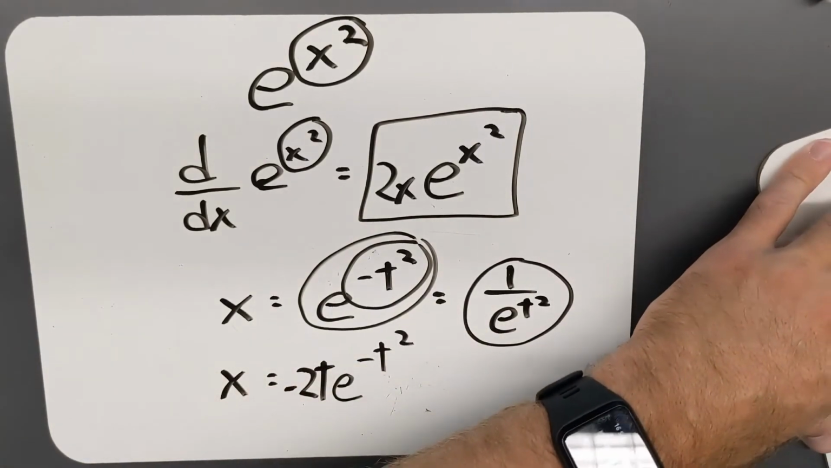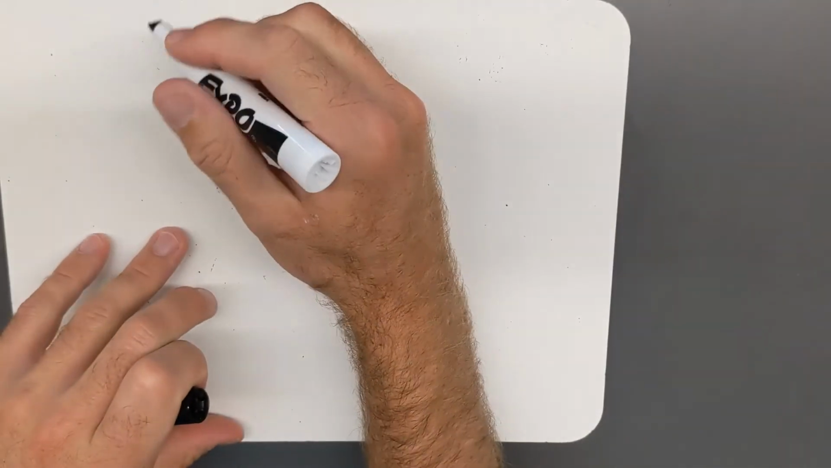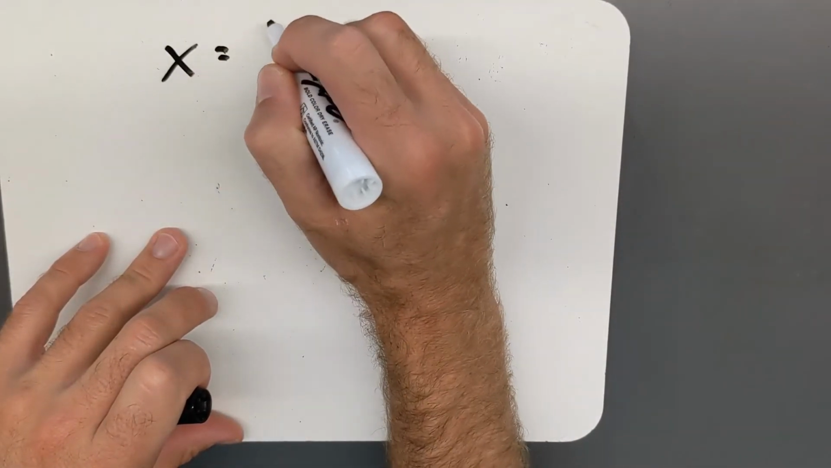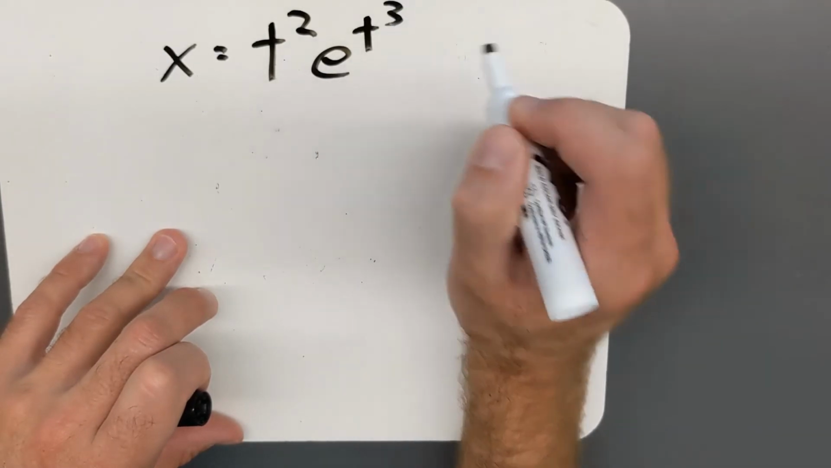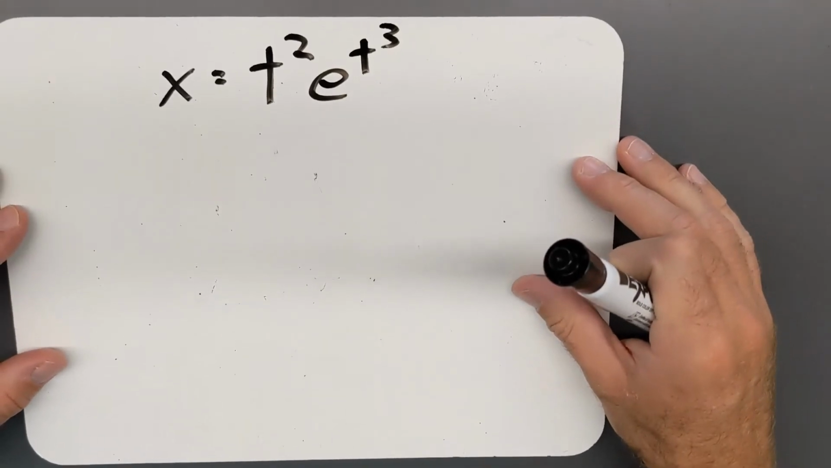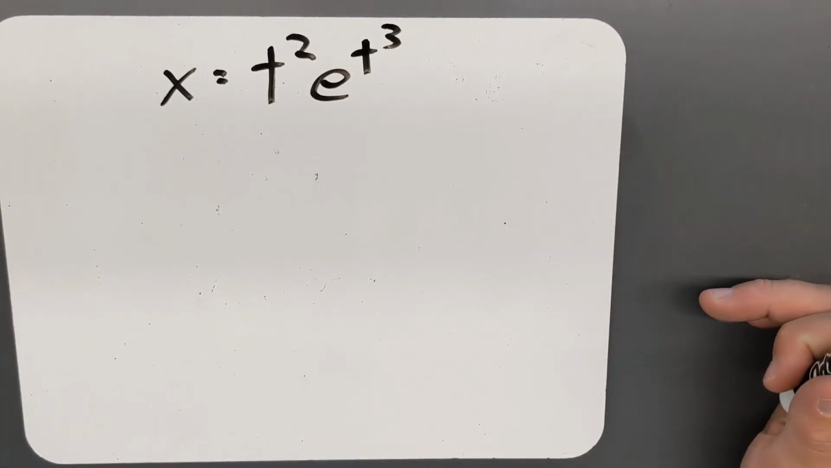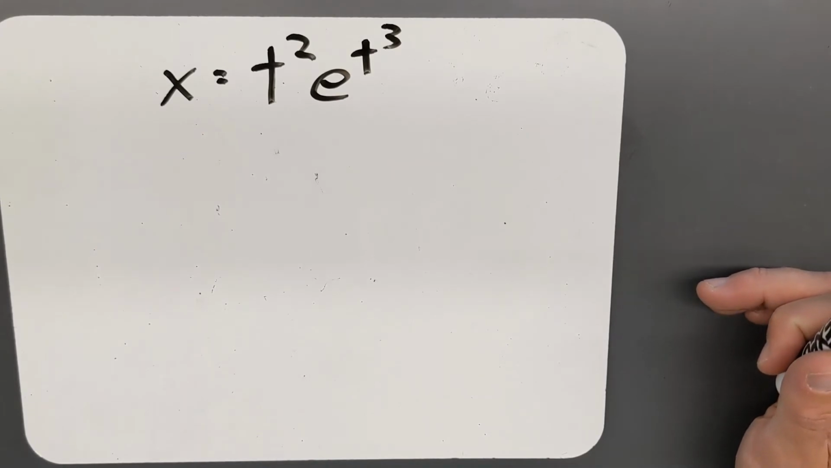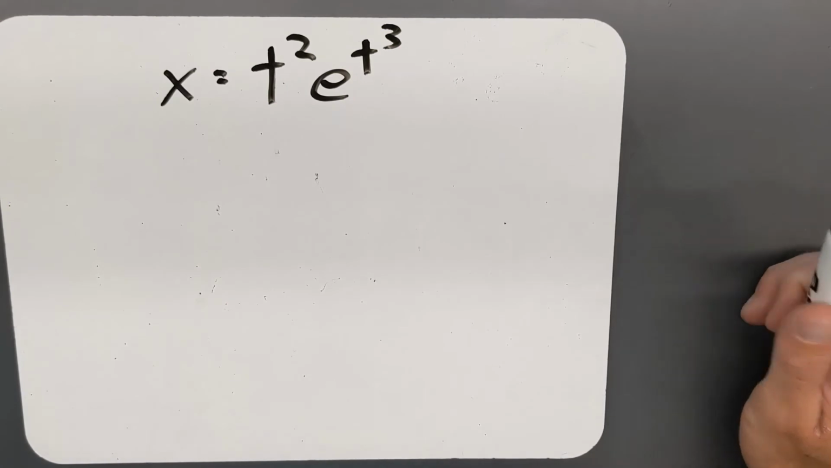What if we have a problem like this? x equals t squared e to the t cubed. Well, this doesn't fit our format either. Now we have a new type of derivative. Call it a chain rule. I don't even care what you call it, but here's how you do it.